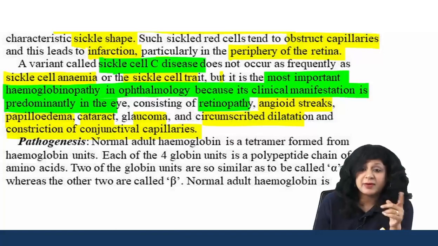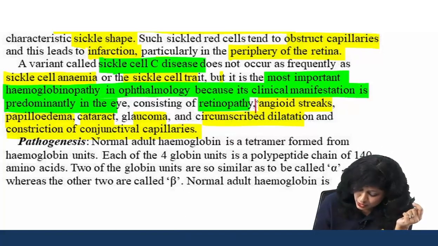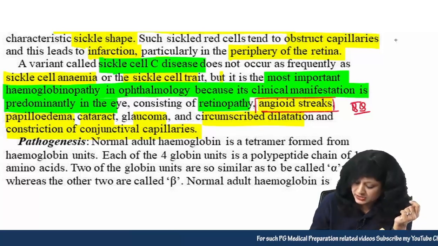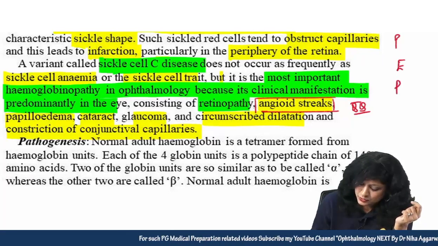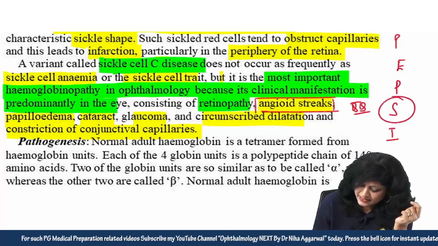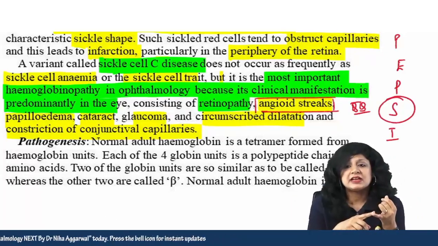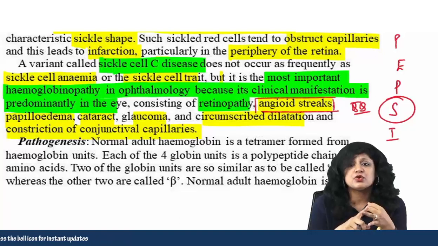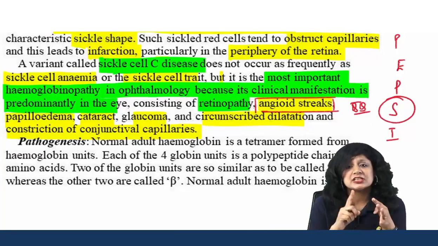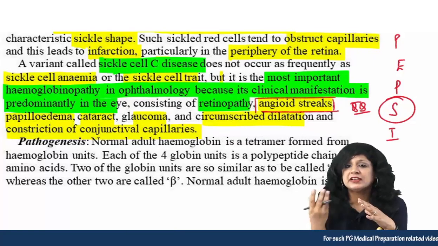And I will remind you, if you remember the etiology or the differential diagnosis of angioid streaks, what was it? It was actually the mnemonic PEPSI. Here, the S is your sickle cell retinopathy. We have pseudoxanthoma elasticum, Ehlers-Danlos syndrome, Paget's disease, sickle cell retinopathy, and idiopathic. So one important place where you learn sickle cell retinopathy very frequently is angioid streaks.